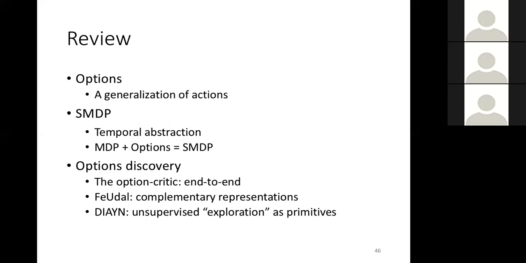In summary, we introduced the definition of the options, which is the generalization of the actions. And the MDP does not involve temporal abstraction, while SMDP can realize it. So with any set of options defined on an MDP, the decision process becomes an SMDP. A set of algorithms try to discover good options. In option critic, they learn an end-to-end framework using policy gradients. And in feudal, the high-level policy and the options play complementary roles. And the last algorithm uses unsupervised learning exploration to provide primitives for, for example, hierarchical reinforcement learning or imitation learning. That's all.